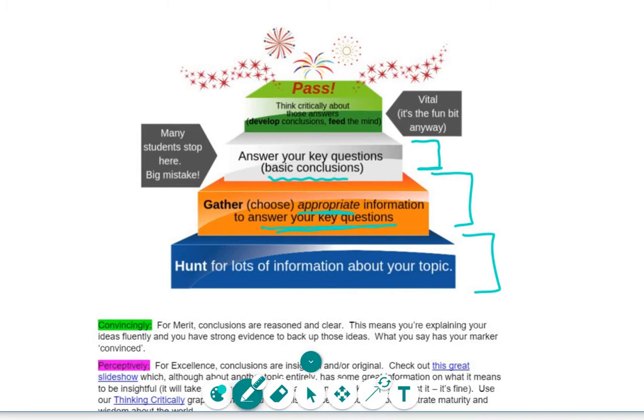Here's where you've got to be, though, to pass. And as I say, many students stop here. Big mistake, you can't pass. Maybe at level 1 a little bit, but actually there's a bit of developed thinking that you needed to do then as well, but definitely level 2 is all about the thinking. To be honest, from what I've seen in my students, this is the bit that they end up getting into. So you've got to think critically about those answers and develop your conclusions, and back to our analogy, you're feeding your mind.